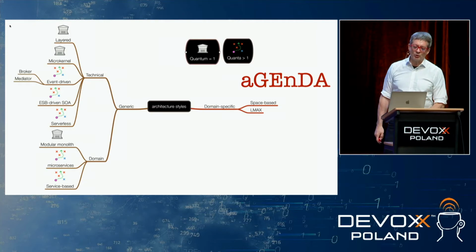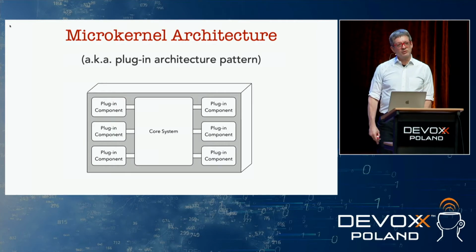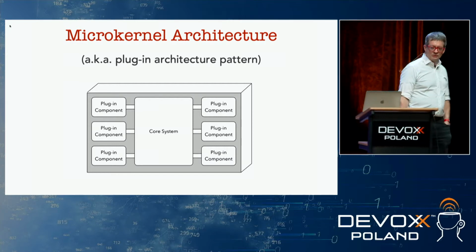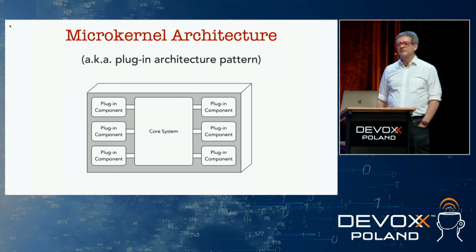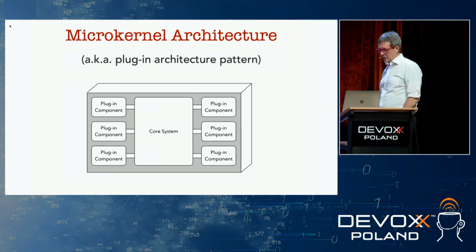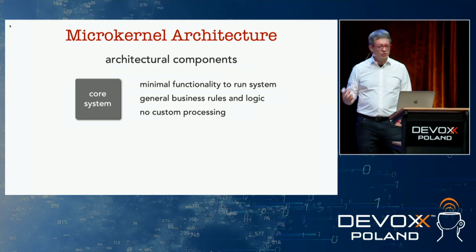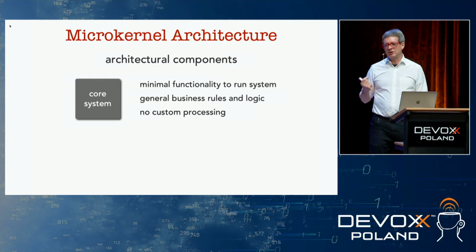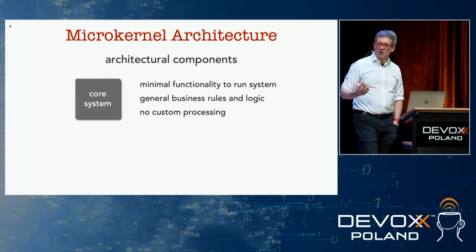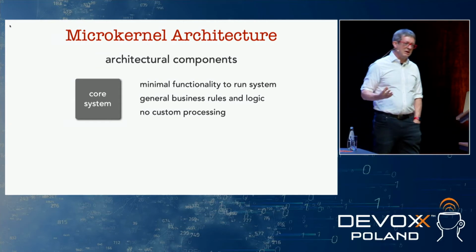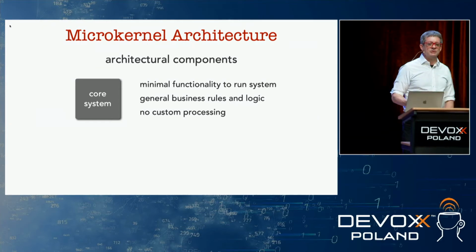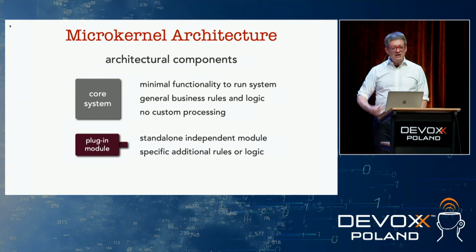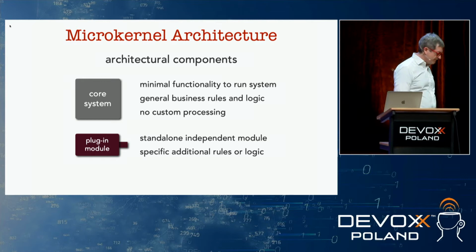So let's talk about some more interesting architectures. Another monolithic architectural style, which is one that you start seeing everywhere once you start noticing this pattern, is the microkernel or plug-in architecture. And this has two fundamental kinds of components. The core system, which is the minimal functionality required to run the system, general business rules and logic, but no custom processing, and no real volatile code, so this should be all very stable code. And then plugins that drive the changes that occur within this ecosystem.